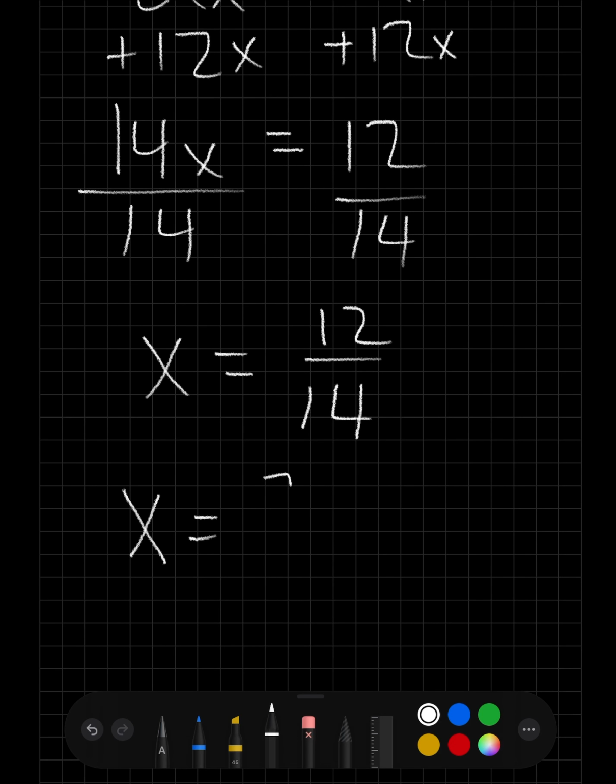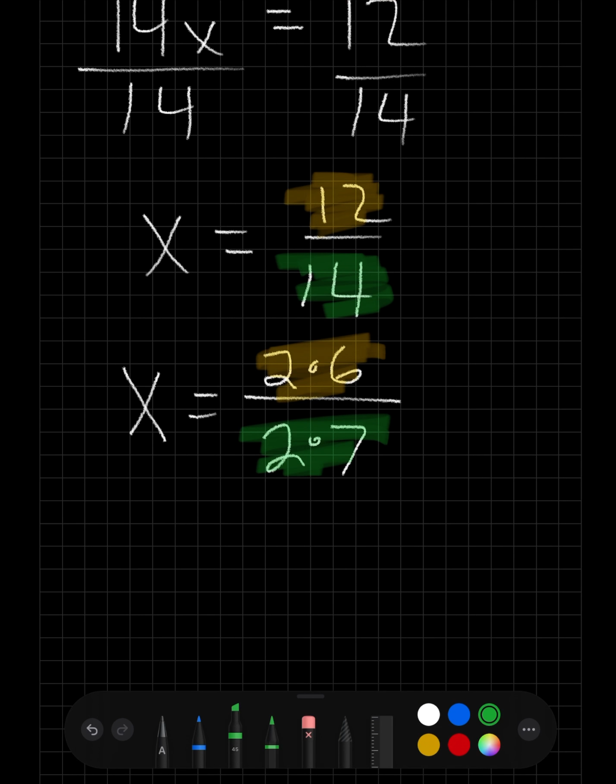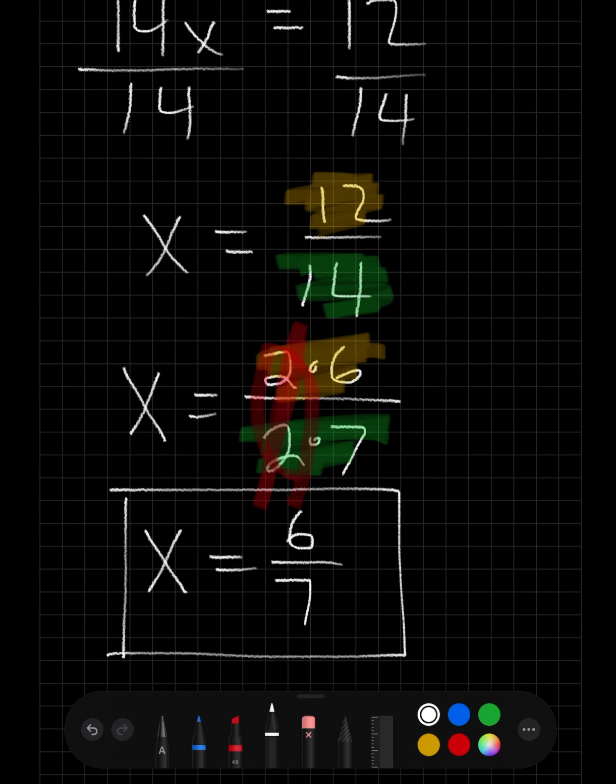This fraction can be reduced, though. I see that I can rewrite 12 as 2 times 6. So I'm rewriting here 12 is equal to 2 times 6. And 14 is equal to 2 times 7. Let me highlight that so we can just see really clearly. And then when I take 2 and I divide it by 2, that's the equivalent of 1. So I can reduce that fraction. I have x is equal to 6 over 7, and that would be my final answer.